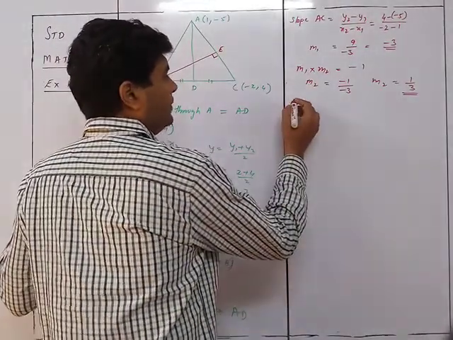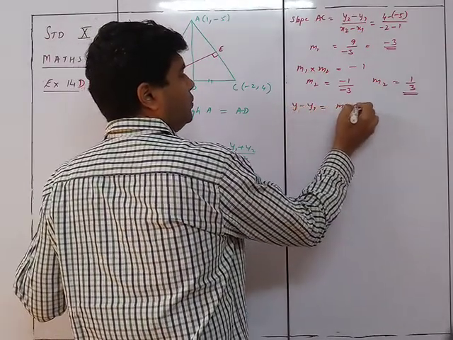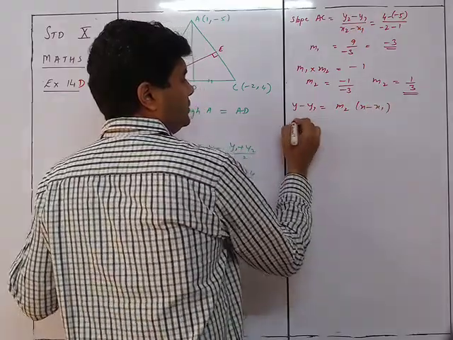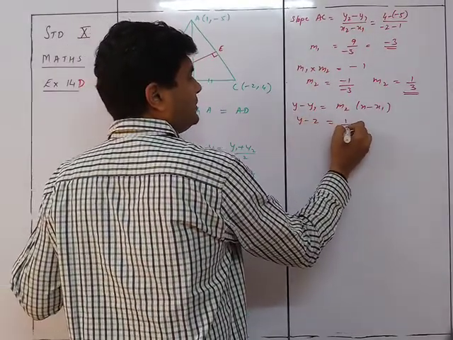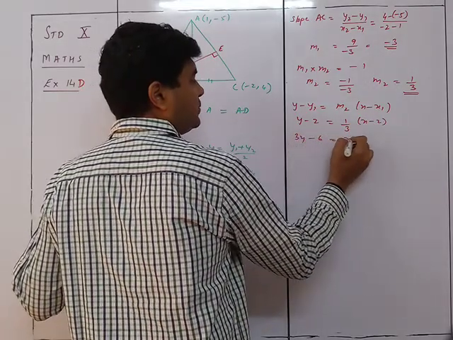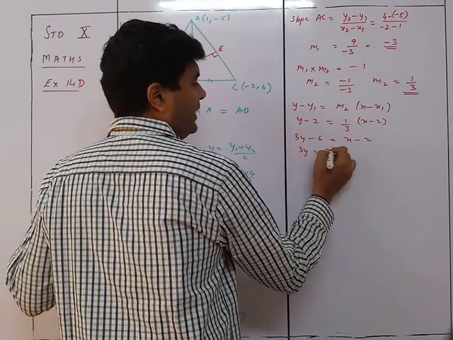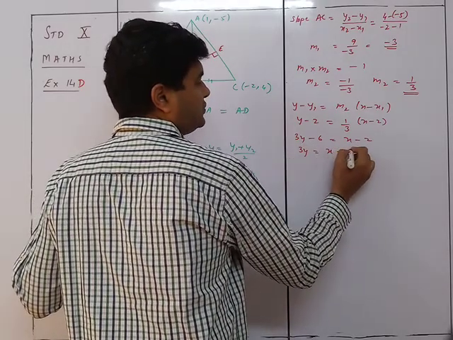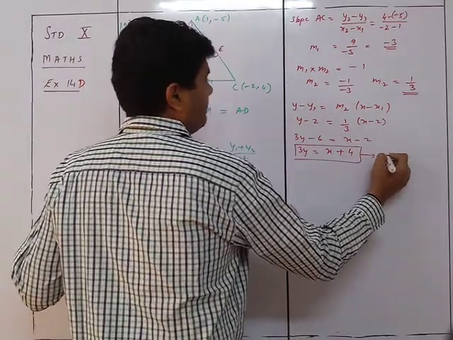Accordingly, we have y minus y1 is equal to m2 into x minus x1. So that is point B, which is y minus 2 is equal to 1 upon 3 into x minus 2. So it will be 3y minus 6 is equal to x minus 2, or we can say 3y is equal to x plus 4. That's the equation for BE.